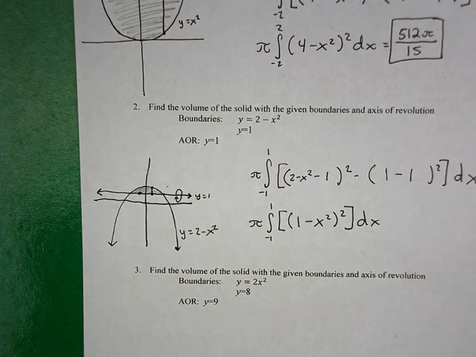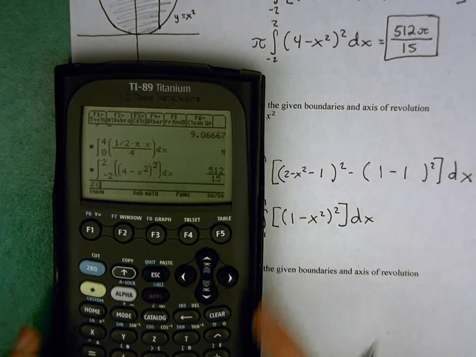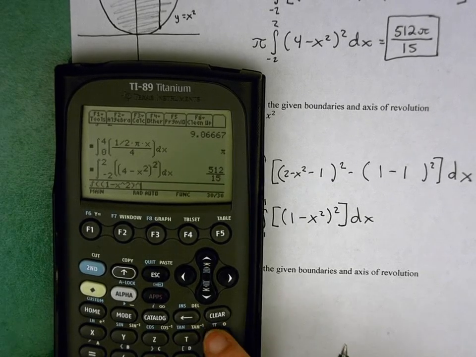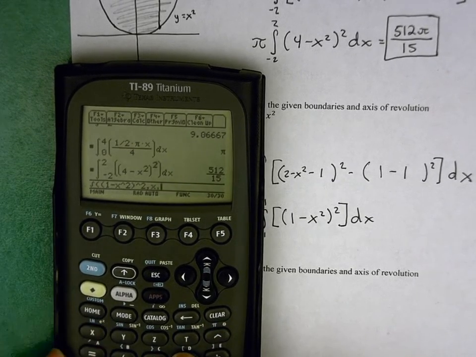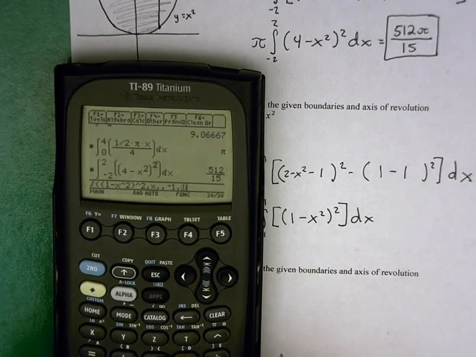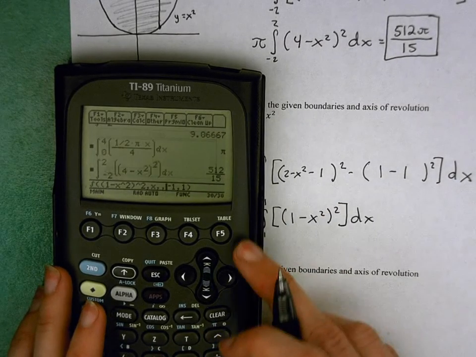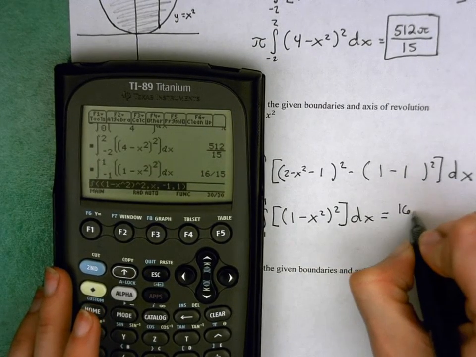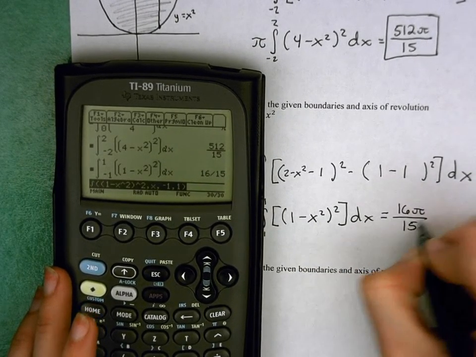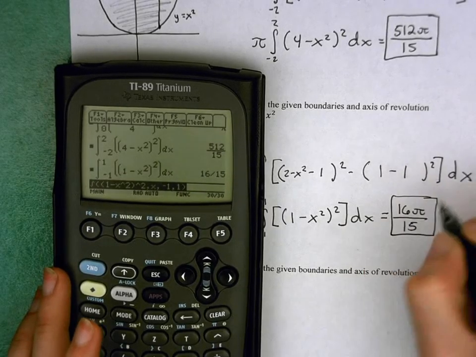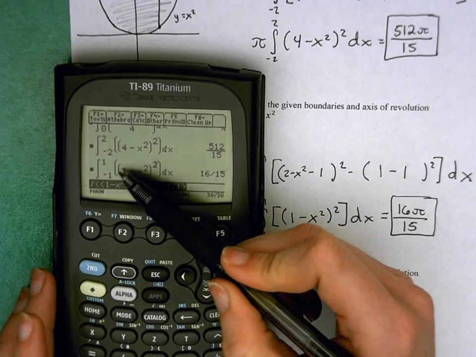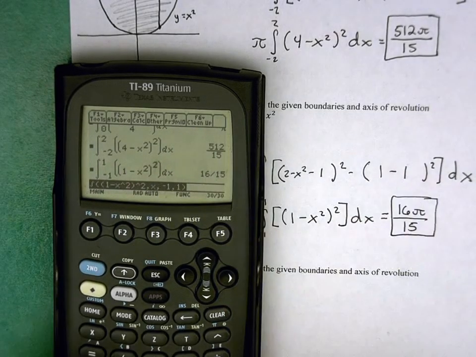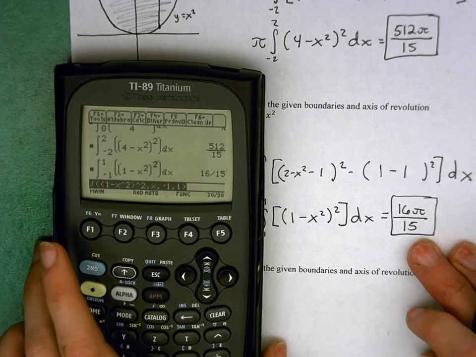So then we go to our calculator, and we plug in the integral of 1 minus x squared, quantity squared, dx from -1 to 1, which is 16 pi over 15. Just a reminder, on the TI-84s, you get this syntax from hitting math and then number 9, which says fnInt. And that's shown in a prior video.